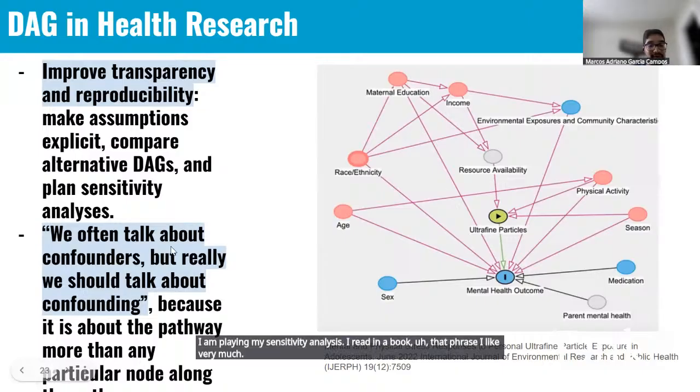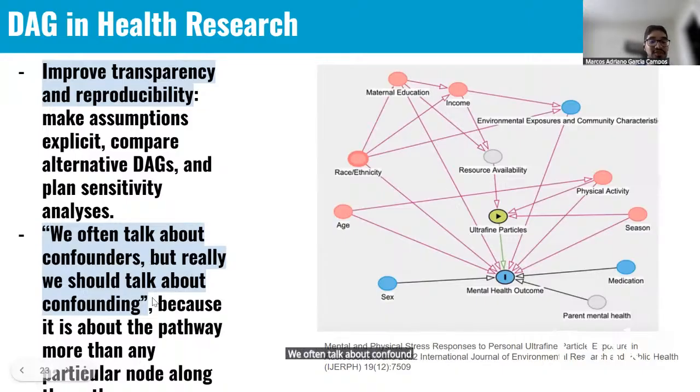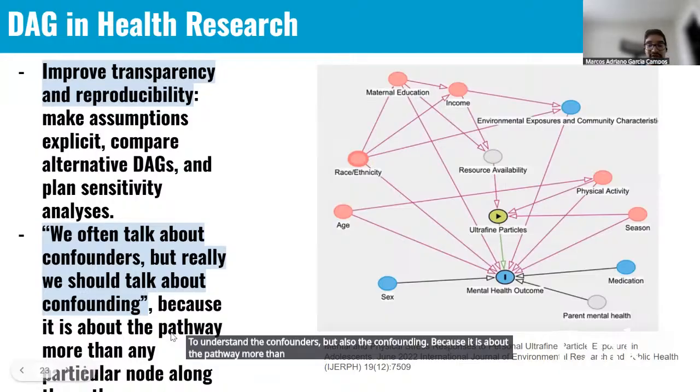We often talk about confounders, but really we should talk about confounding. This is true because the confounding happens in different ways, and the DAG helps us to understand the confounders, but also the confounding, because it is about the pathway more than any particular node or variable alone.